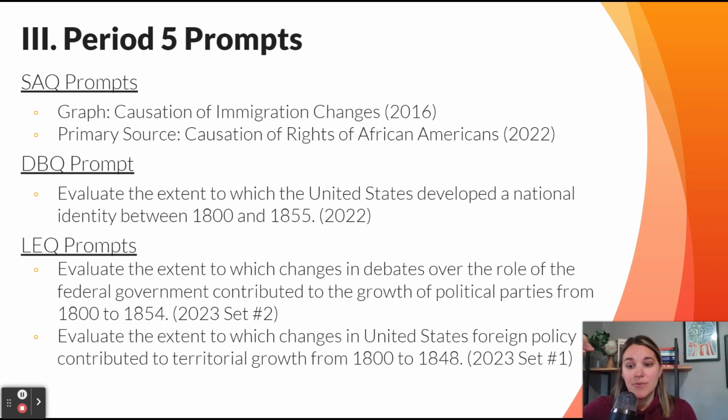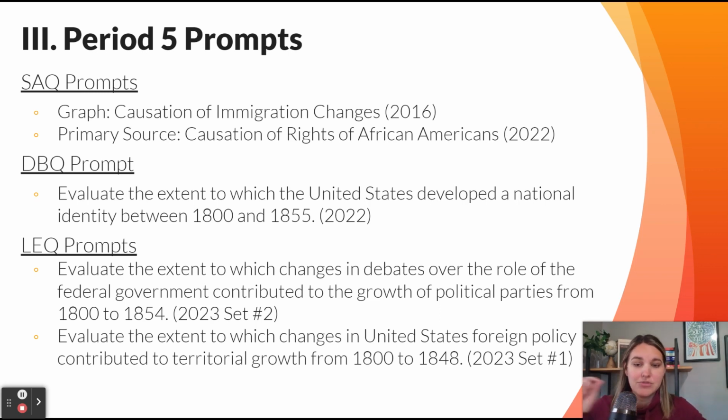For a DBQ, it was about national identity, but it was not the same as this skill we've been focusing on in this lesson. It's before the Civil War. LEQ, there was one over the debates over the role of the federal government and political parties. And then there was also one about foreign policy and territorial growth.